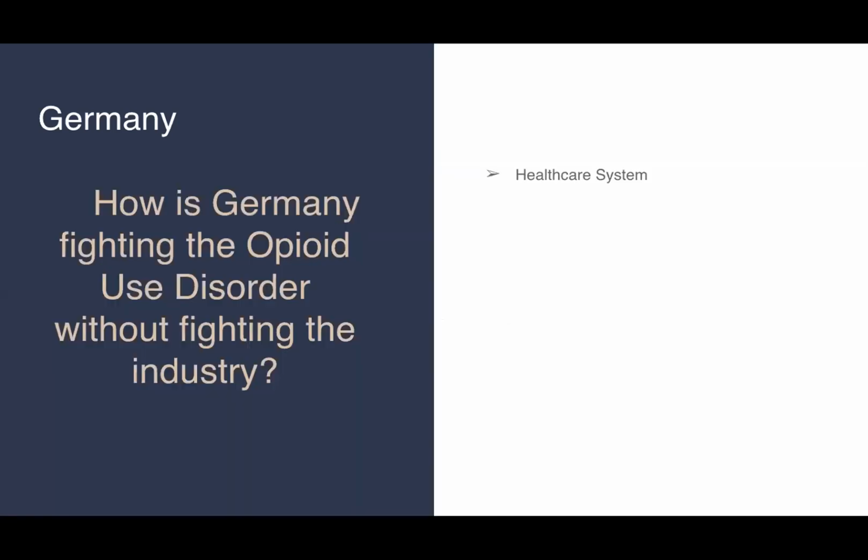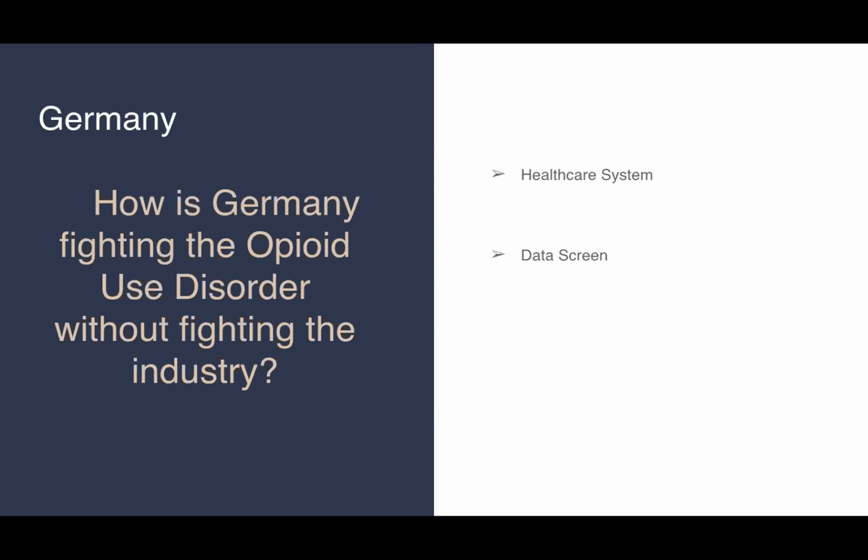What is different is how they are fighting the opioid use disorder without fighting the industry. The industry is powerful, and this is the main rock in the way to solve this problem, how powerful the industry is. So the first thing that Germany has different from the United States is obviously the healthcare system. It's affordable for someone who has chronic pain or something like that to go more often to the doctor. So in general, doctors can watch closely each case. So this is the point.